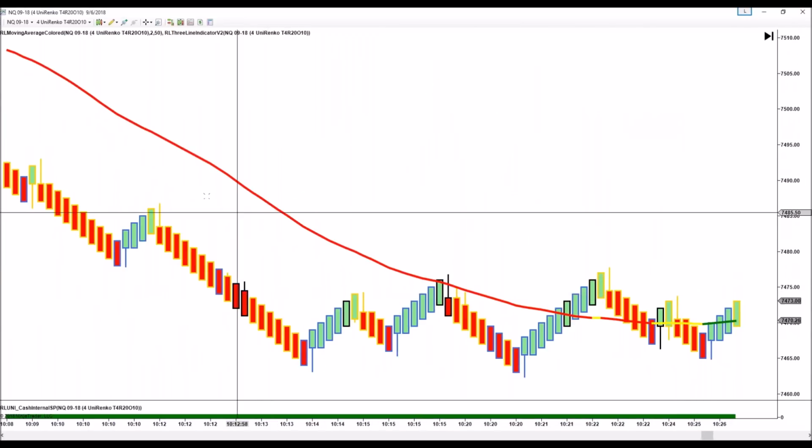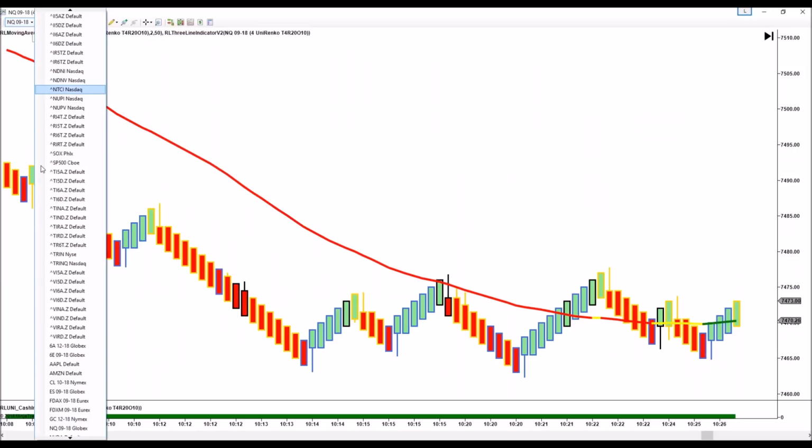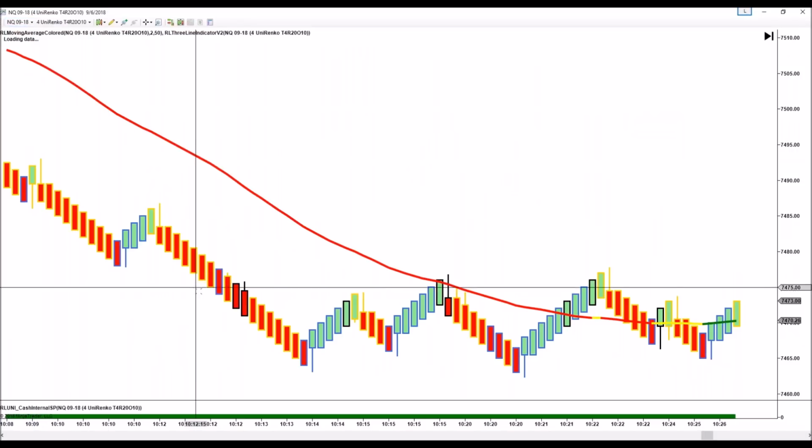I don't know why something's going on. Let me look at the E-mini. Let me change markets. I can't tell you why this is. I really apologize. Obviously, I'm sure it has you enthused when the indicator is not tracing out accurately. I have no clue why.